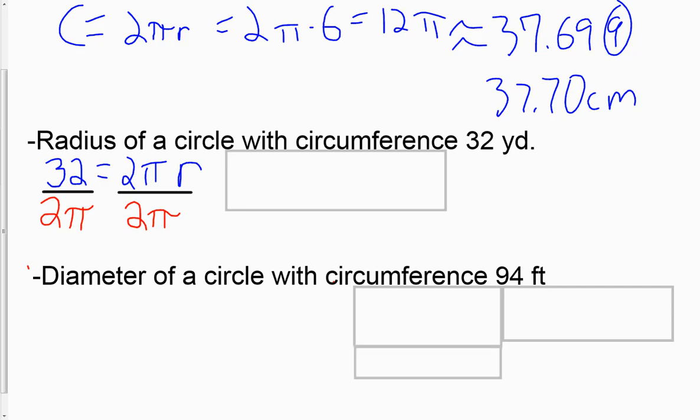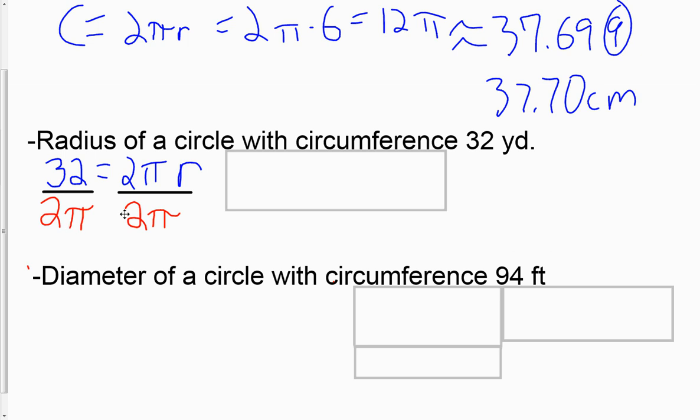So be careful with those TI calculators. Not TI only, but just be aware. And this also lets you know to make sure you do a little bit of estimation. It doesn't need to be done on every problem, but 2 times 3.14: 2 times 3 is 6.